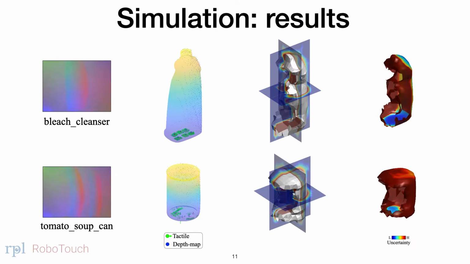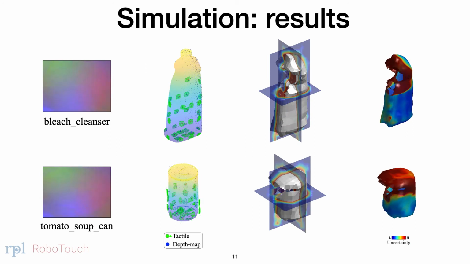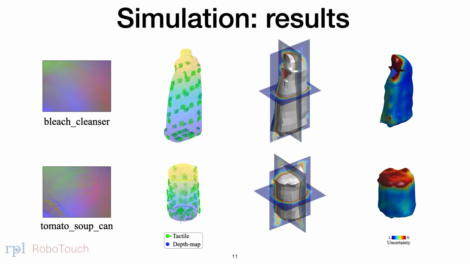Here are the simulation results for two such objects, with a partial depth map from the camera and 60 touches added sequentially. From left to right, we see the GelSight images, the visual tactile measurements, the implicit surface, and the SDF uncertainty.